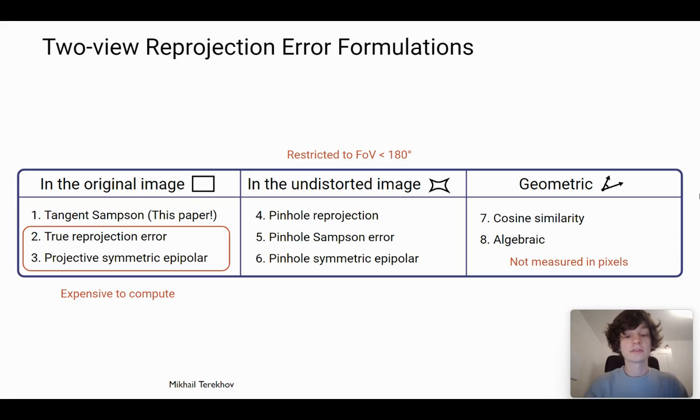I would argue that all other error formulations suffer from one or other drawback. So, for example, the 2 other formulations in the original image are much more expensive to compute than the tangent Sampson error. Undistortion is bad because it restricts us to images with fields of view less than 180 degrees. Otherwise, we cannot undistort the image into the single pinhole frame, right? And the geometric errors are inconvenient because the thresholds that we have to set for them are not in pixels.